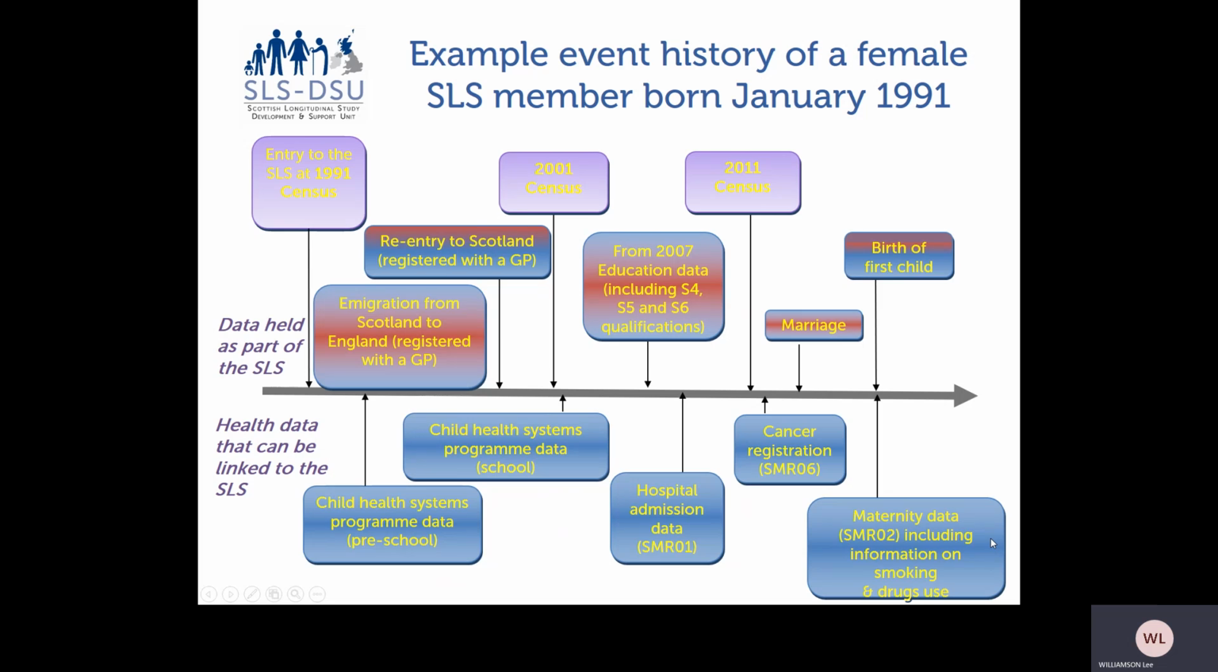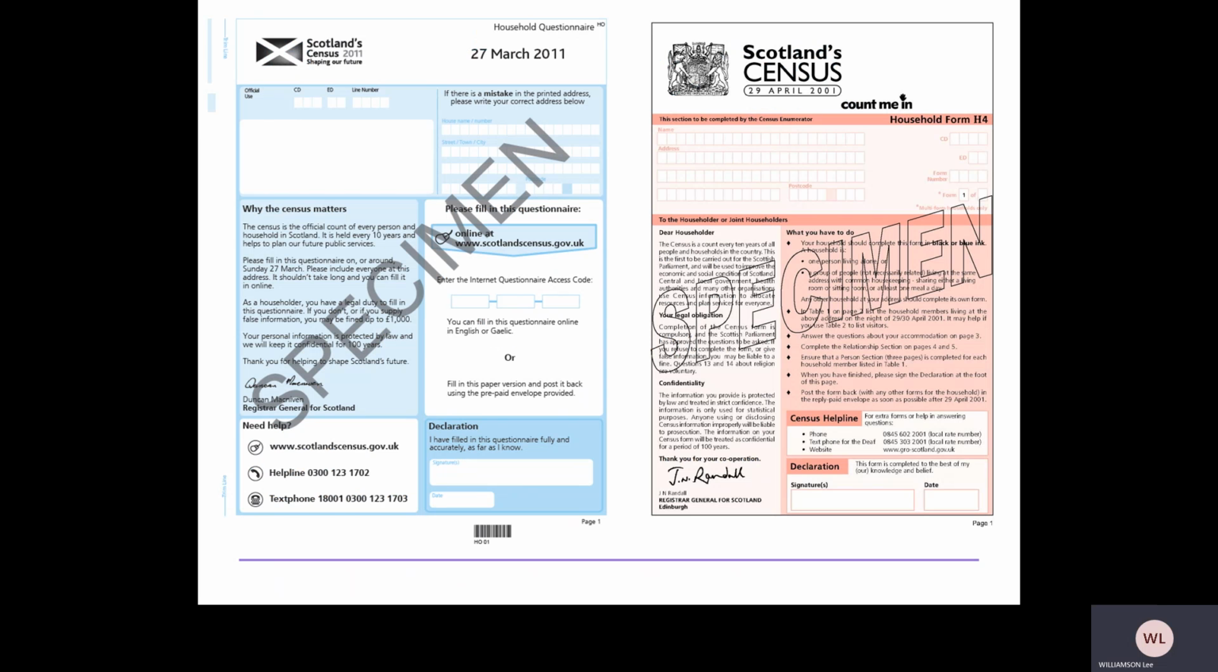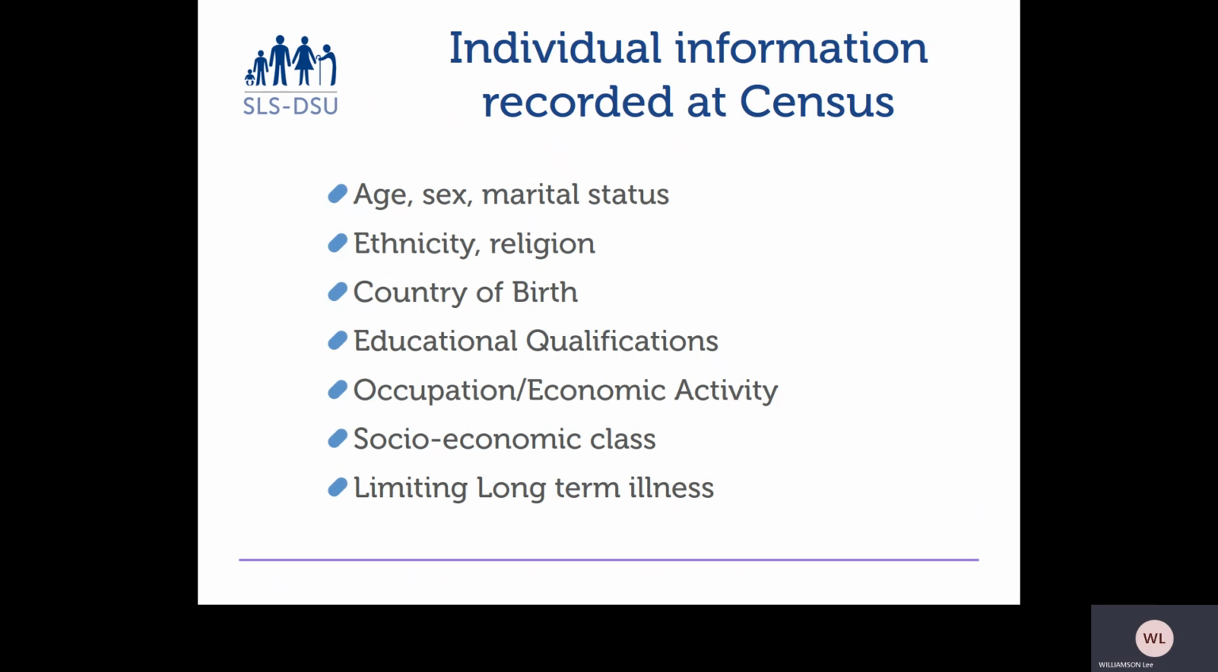The census, of course, is the main building block of the SLS. It's great because it's asked of everyone and it's compulsory, but it's only every 10 years. This is some specimen forms. If you're interested in using the SLS, I always tell people, go away and have a look at the forms first, so you've got an idea what the questions were asked and how they translate into any derived variables we have within the SLS. And obviously there's going to be a census in 2022. So plenty of information is recorded.